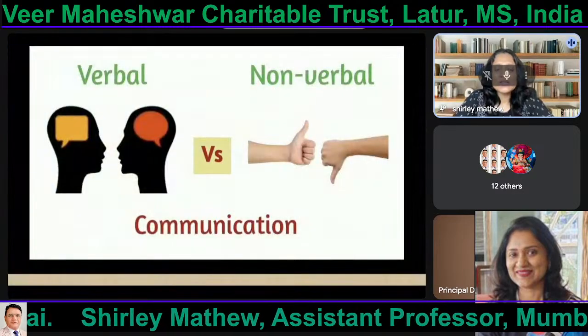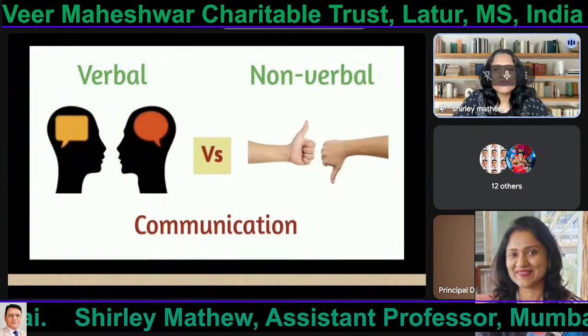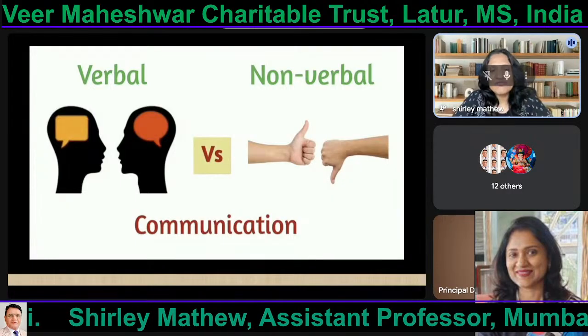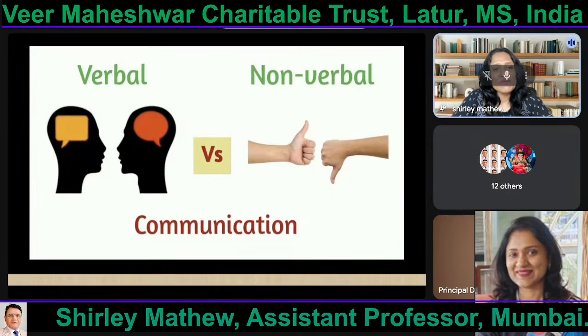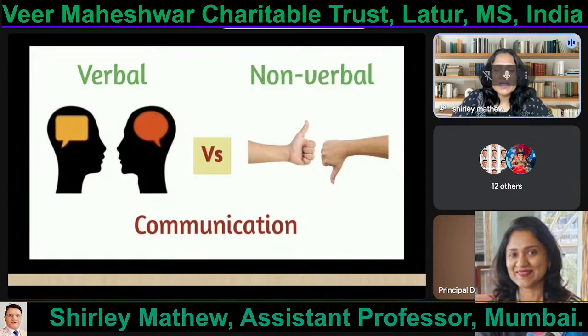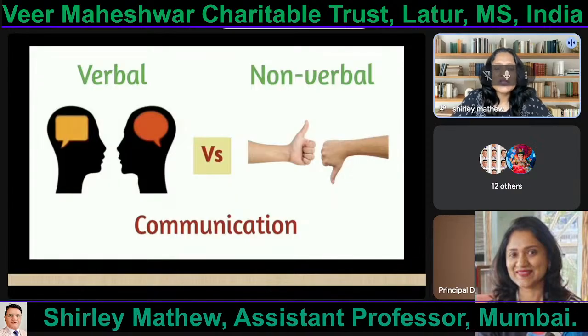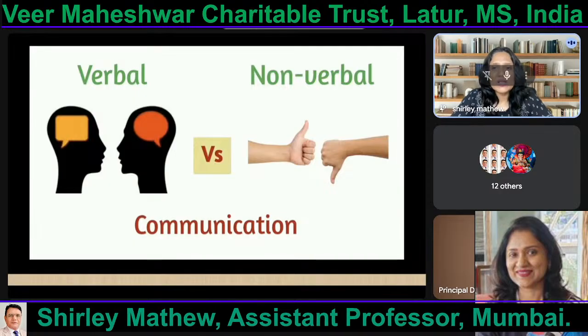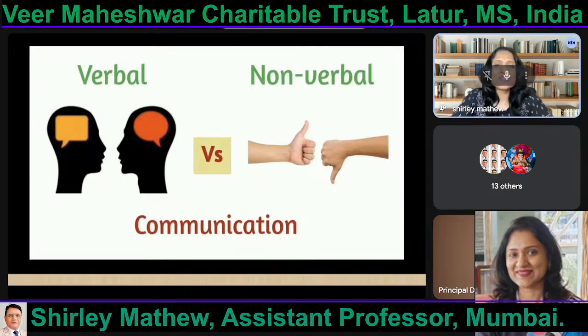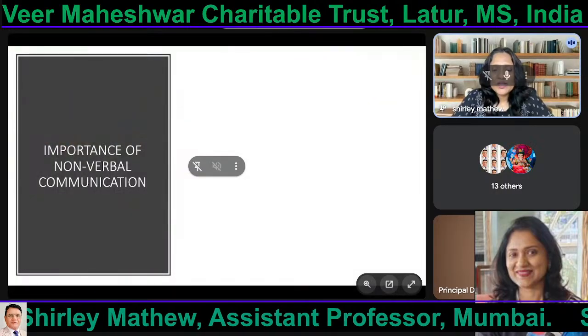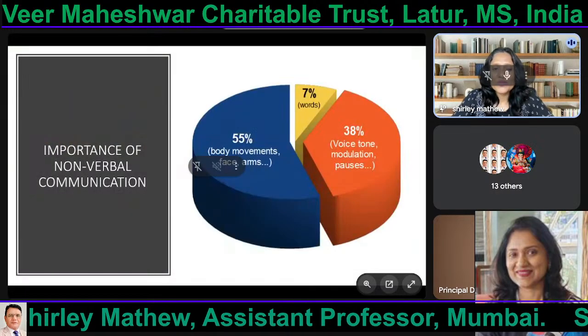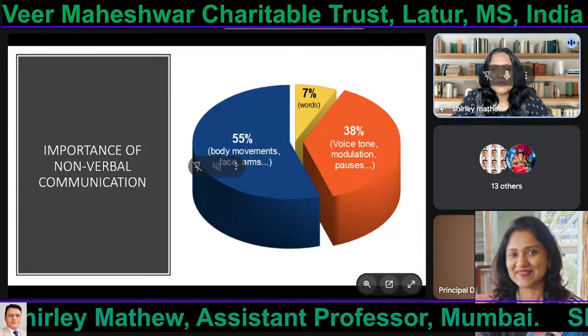So when we look at online communication, we see verbal communication. Like in face to face communication, there are two aspects: a verbal aspect and a non-verbal aspect. The verbal aspect includes the words that we are speaking, and non-verbal aspects include everything other than the words that we are speaking.